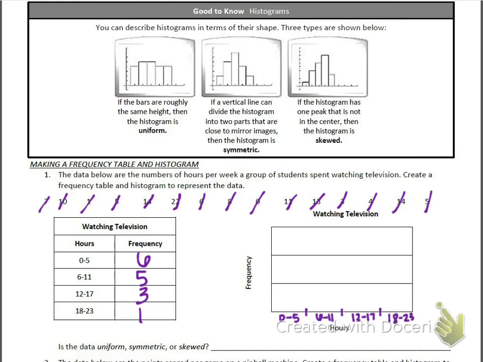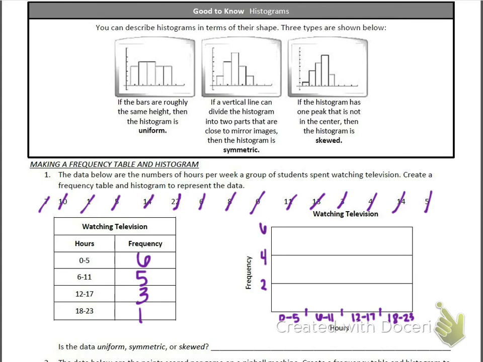So this line represents 0. This line represents 5, right? Right next to it is 6, and here's 11. And then next to it is 12, 17, and then the end is 23. Okay? So then we're going to make our histogram. How many students were in the 0 to 5 interval? 6. And I think I'm going to do 2, 4, 6. Does that sound good? So we need to label our scale.